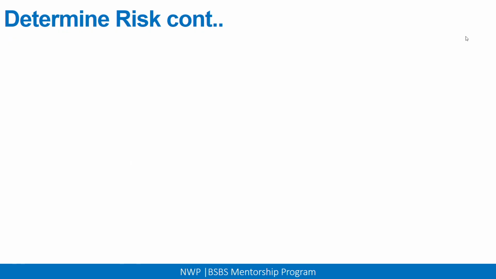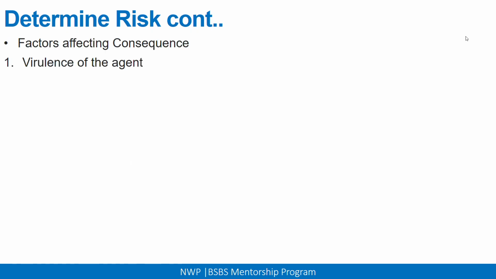All right, let's look at the factors that are affecting the consequences. So what factors affect the consequences? Virulence of the agent. We touched on it under likelihood. So virulence also affects the consequences.